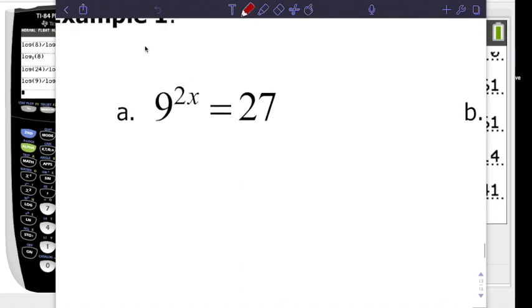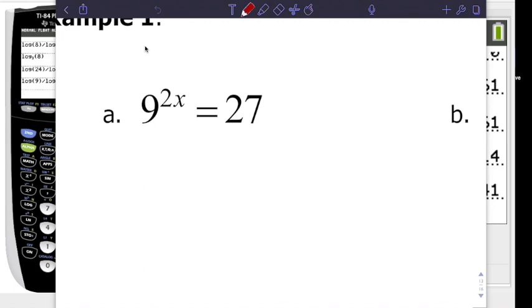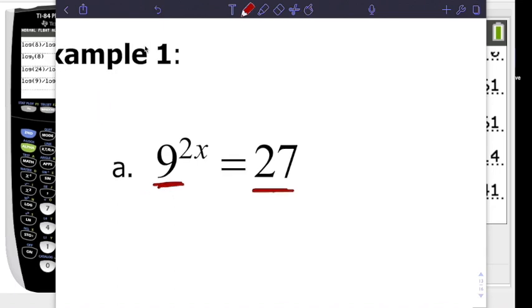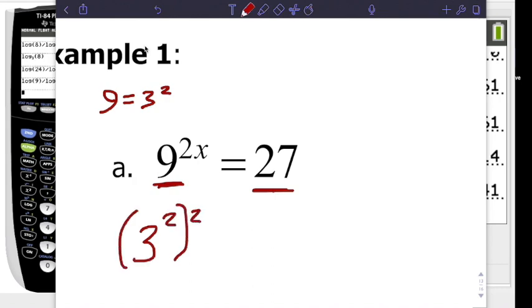So the idea for these is you want to figure out if you can write these with a common base. If I can get something smaller, like for example 2 or 3 raised to a certain number, I can swap these 9s and 27s out with those. So for example, 9 is the same exact thing as 3 squared. So I'm going to change this 9 that I have underlined to 3 squared, and then you still have this 2x there.